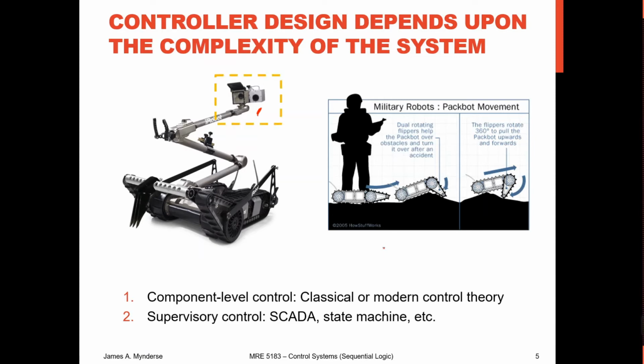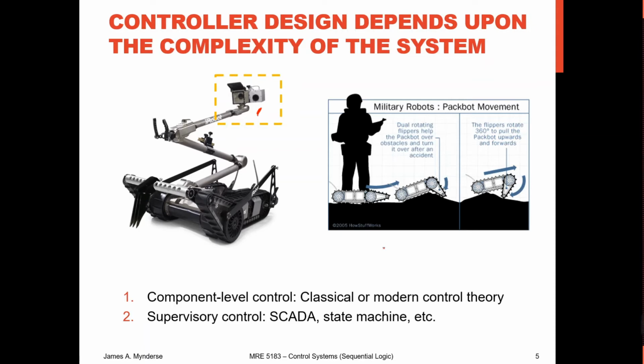Well, if what you really care about is that camera, and you want to talk about how the camera moves through space, what kind of path does it follow through space? How fast does it go through space? How does it avoid obstacles? That's trajectory planning, and that is what I would be considering component level control.